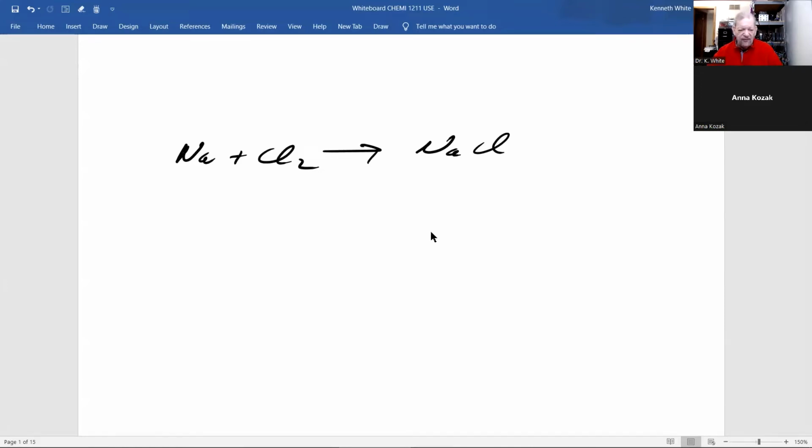Now, if we look here, we have 2 chlorine here, and here we have 1. Well, we need 2 on each side. You can't change the formula. Students try to do that, but you can change the coefficient. So now there are 2 chlorine, but now 2 times 1 gives 2 sodium. Well, over here, I only have 1. So how do I fix that? I change the coefficient, the number in front. And now I have 2 sodium.